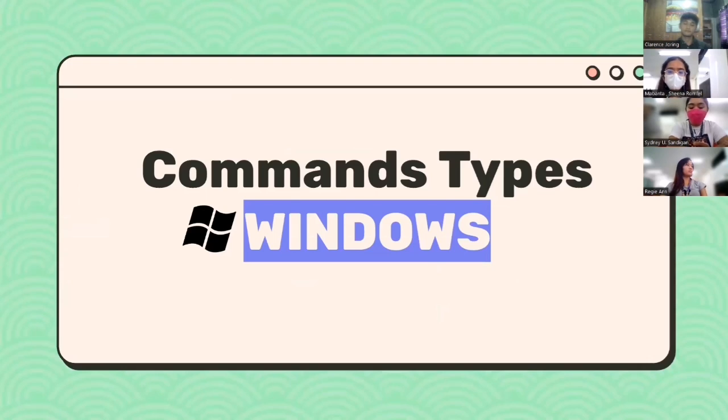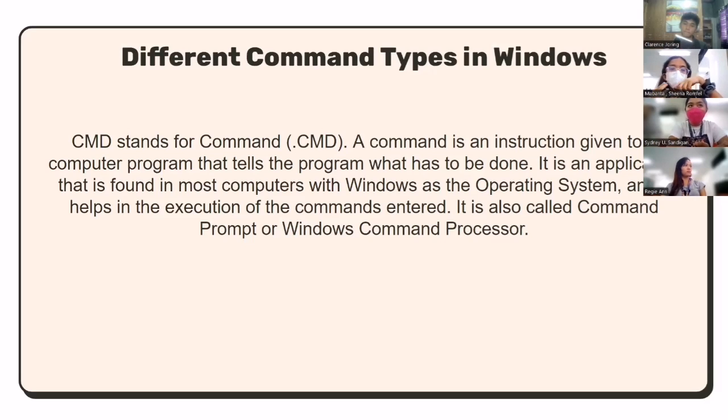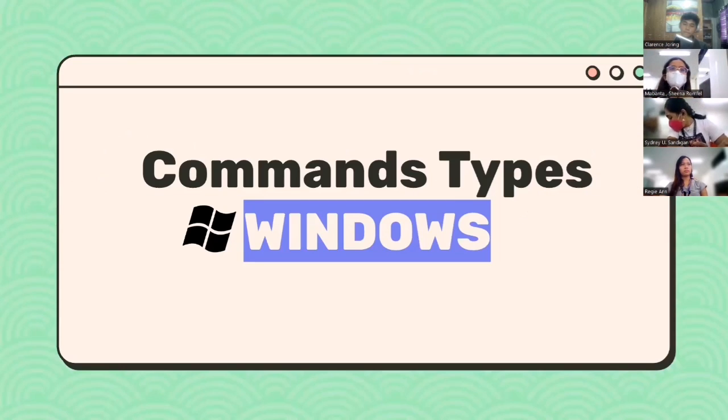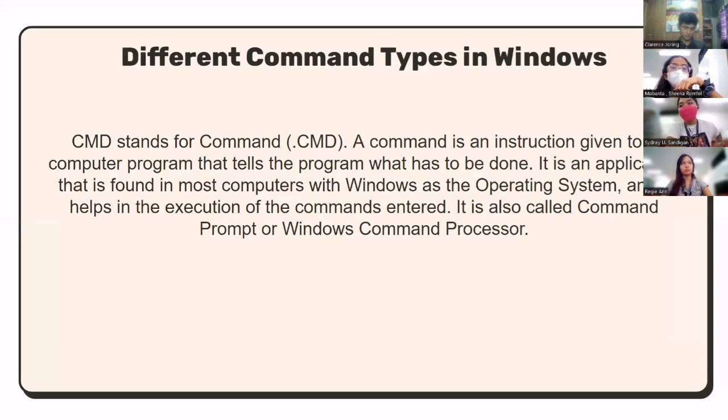So, command types in Windows. So what is command type Windows? There are different types of commands in Windows. CMD stands for command. A command is an instruction given to a computer that tells the program what has to be done.